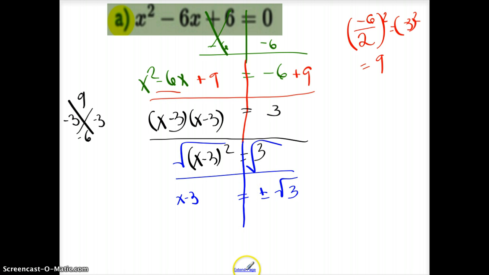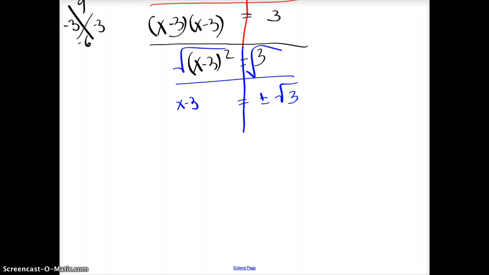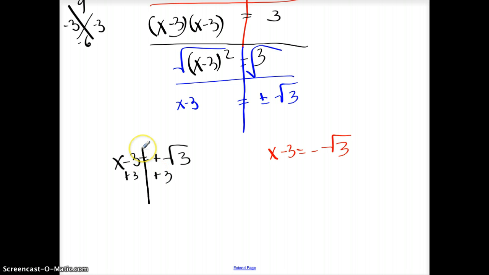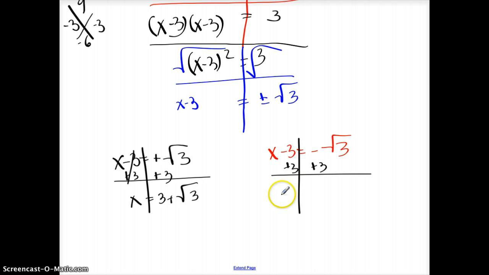Okay, now this takes me to about step 6 in the last video. I'm going to have two answers. X minus 3 equals positive square root 3. And then I'm going to have x minus 3 equals negative square root 3. One with a plus, one with a minus. Solve each one. I'm going to add 3, going to add 3. Now these are not like terms, so I'll keep them separated. X equals 3 plus square root 3. Okay, this one's going to be plus 3 again, plus 3 again. Again, these are unlike terms, so I'm going to keep them separated. So x equals 3 minus square root 3.